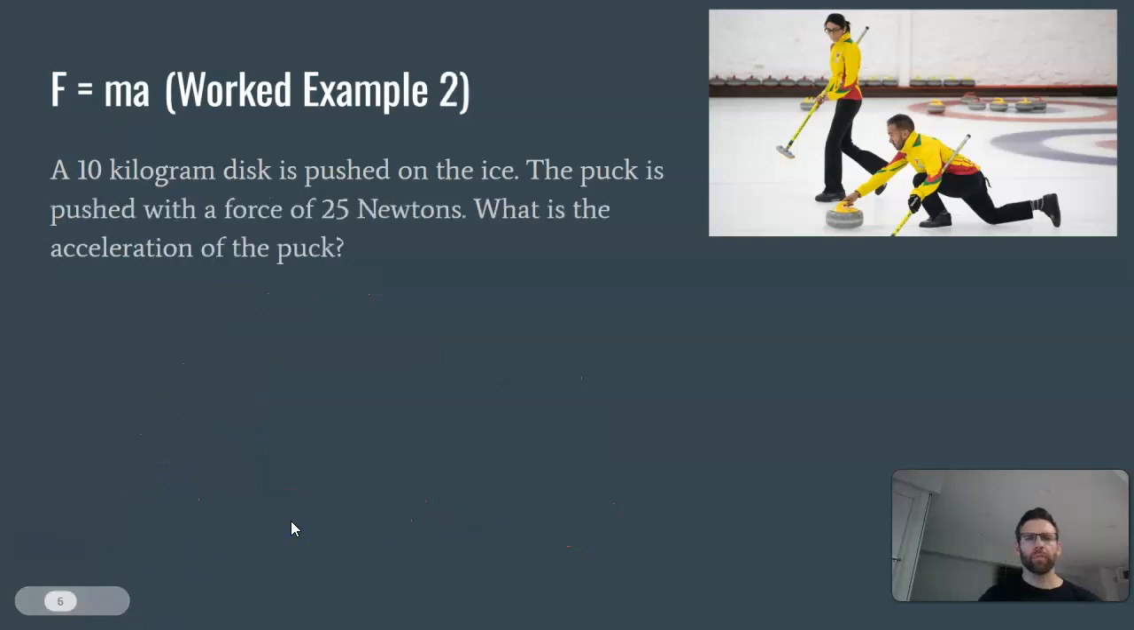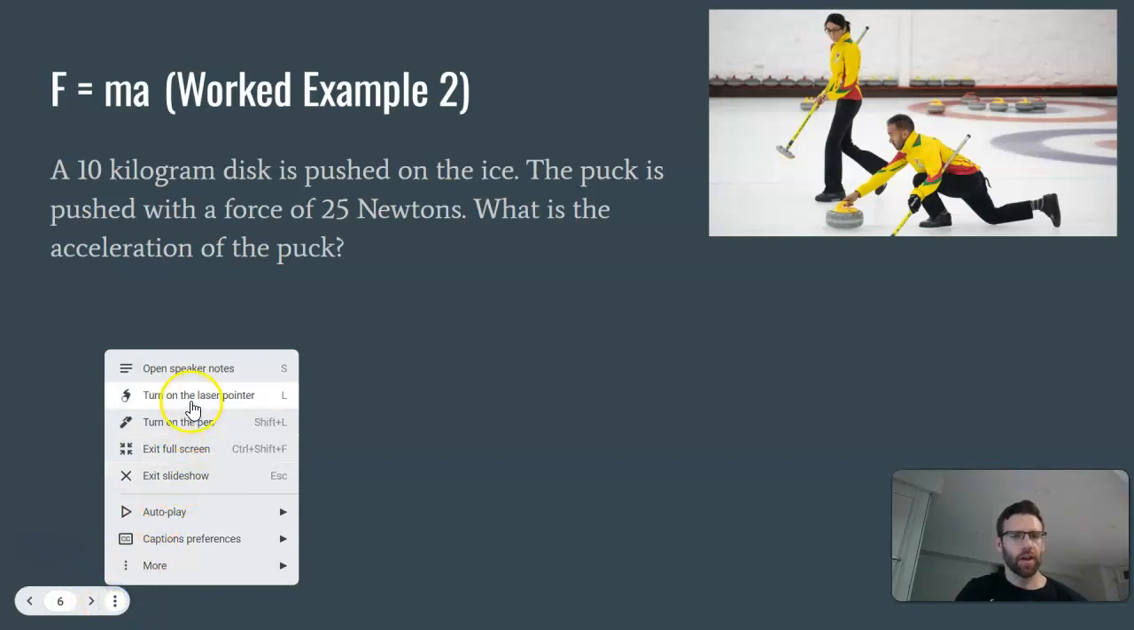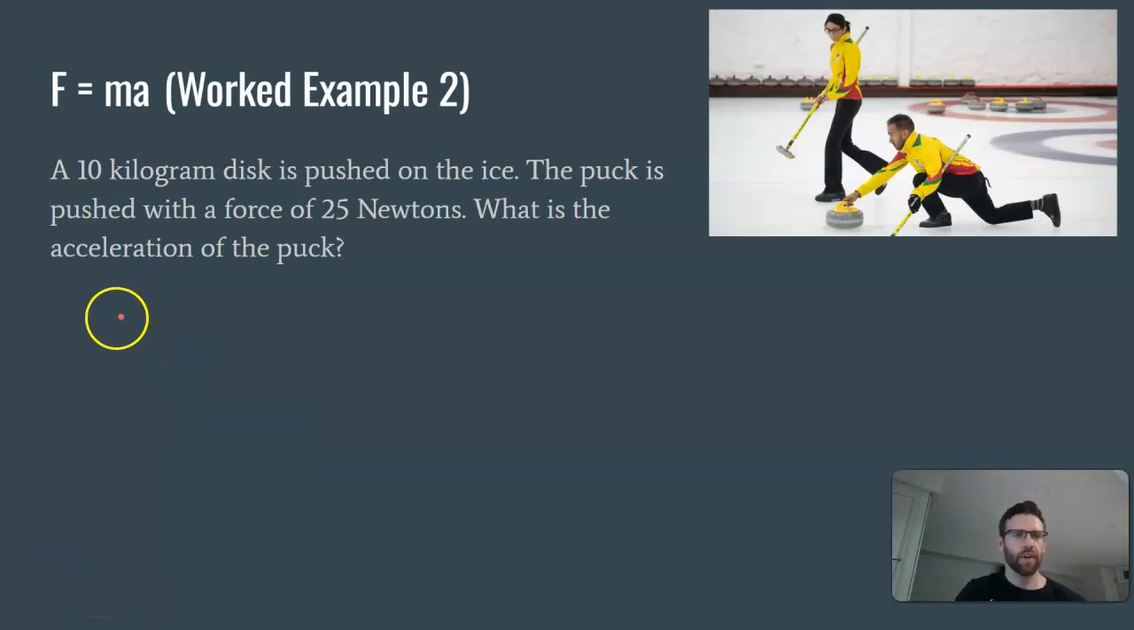Okay, let's do another one. This one's slightly different because here we're actually given the mass and we're given a force, and now we have to find acceleration. So I want everyone to be familiar with this. When you're trying to find the number that is on the other side of the equation, what math do you do?